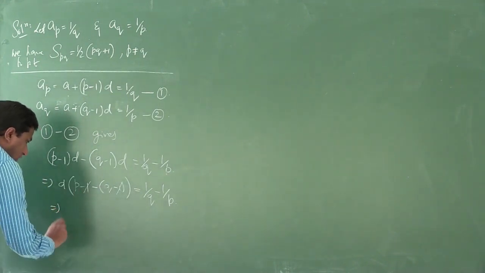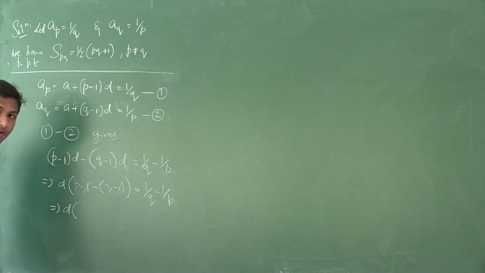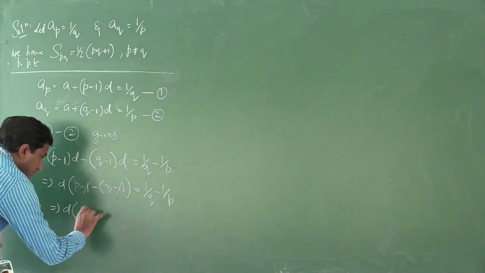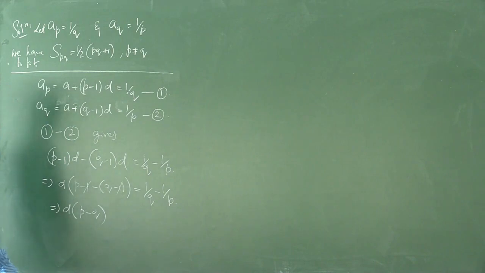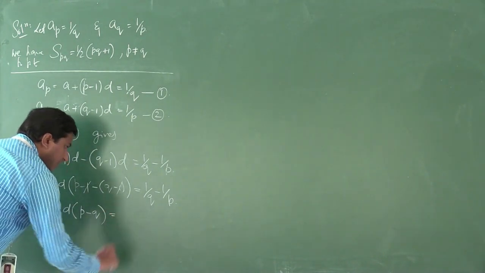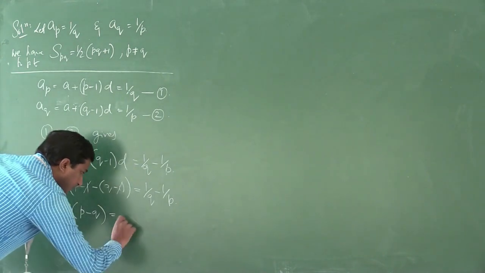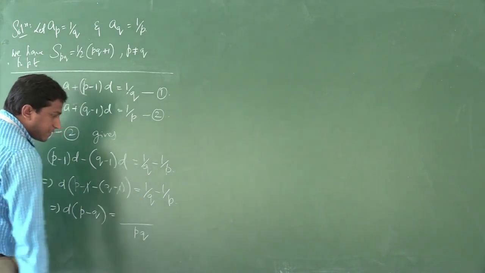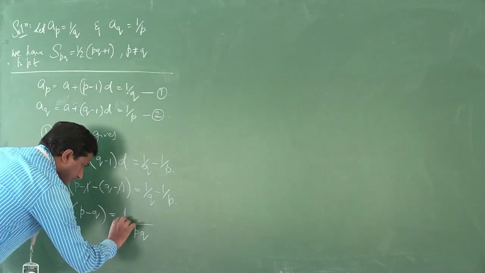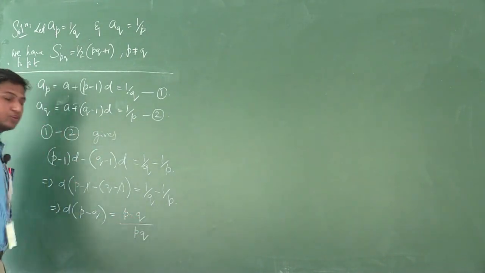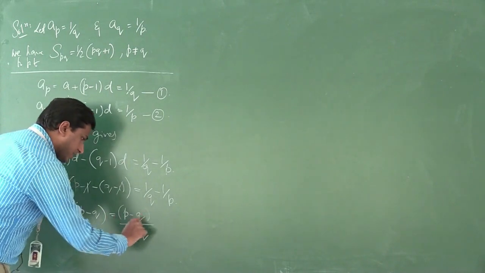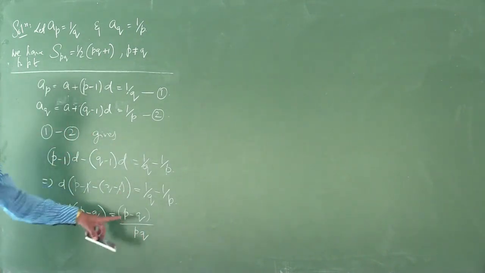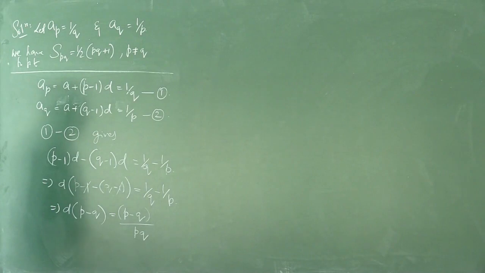What is left on the LHS? We are left with d into p minus q. Okay, so all that is left on the LHS is d into p minus q equals, I can take the LCM as pq on the RHS. When I take LCM as pq, what do I get? I get p minus q in the numerator. So I get p minus q by pq on the RHS.